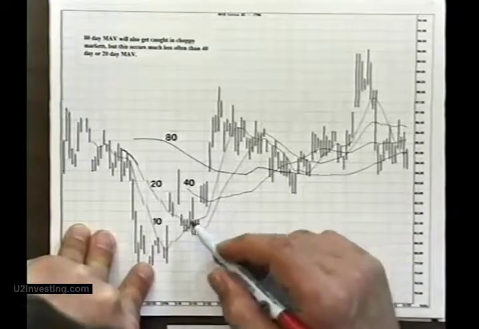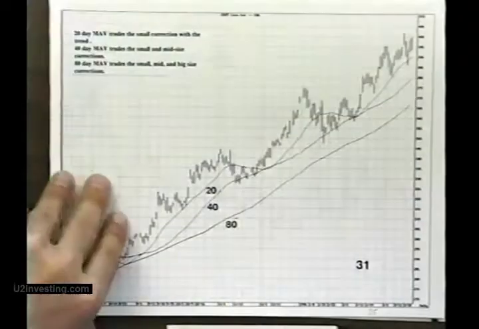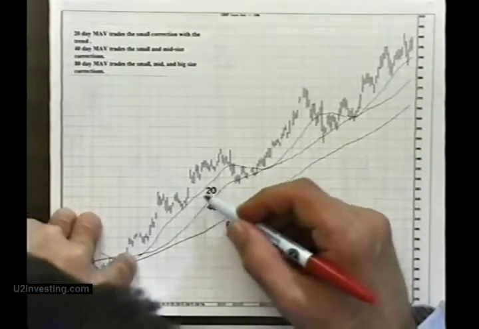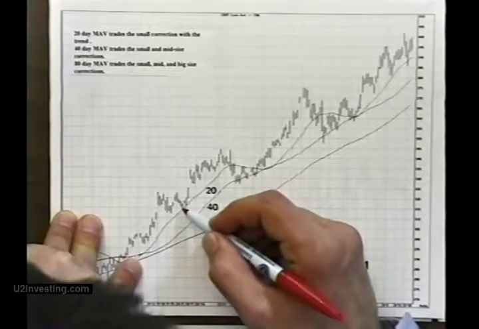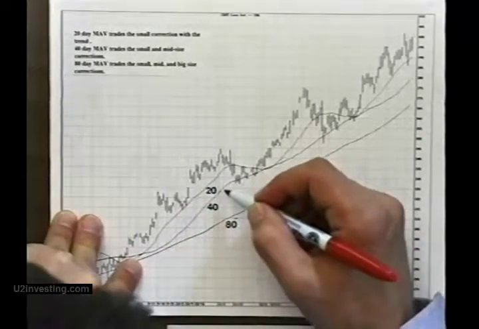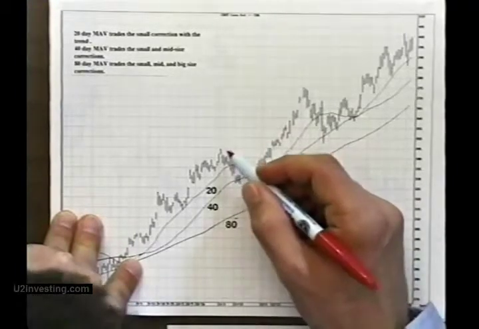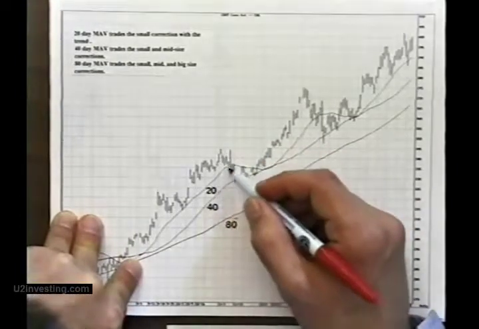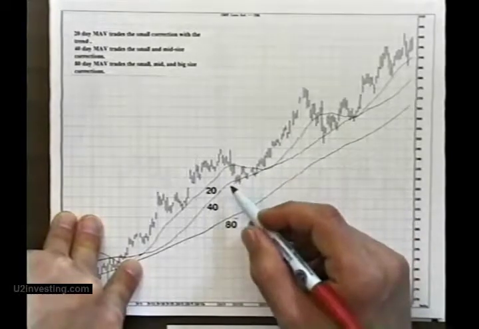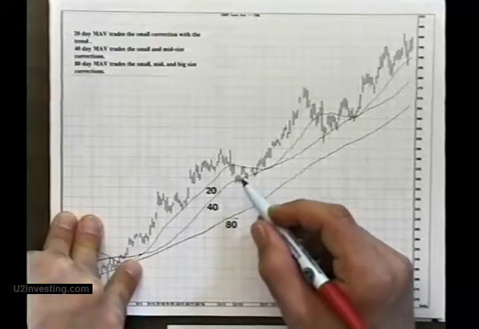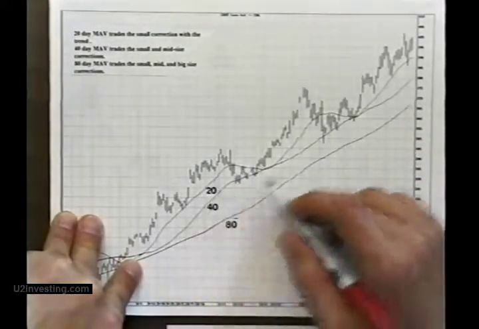That's why it is best to combine a short-term moving average and a long-term moving average. The 20-day moving average trades the short-term small corrections, or the 40-day moving average would trade small to mid-sized corrections. Even though this correction was fairly large, the 20-day moving average told us that the trend had reversed, whereas the 40-day moving average tells us that the trend is still up. And the 80-day tells us what the long-term trend is doing.